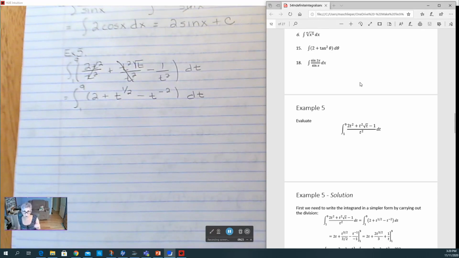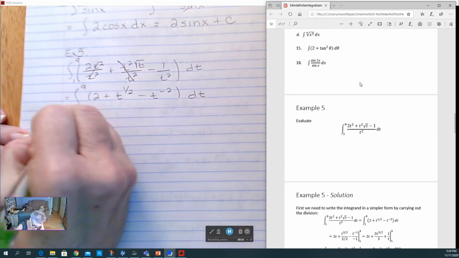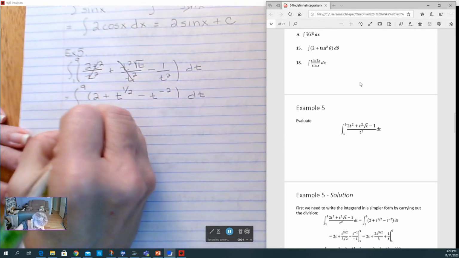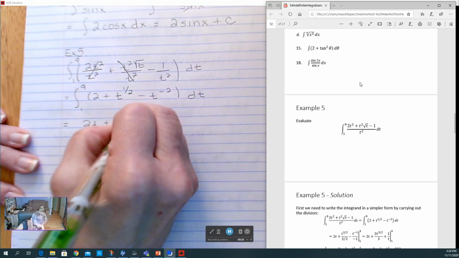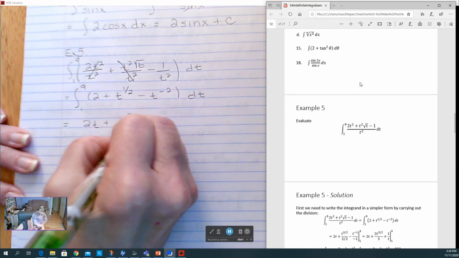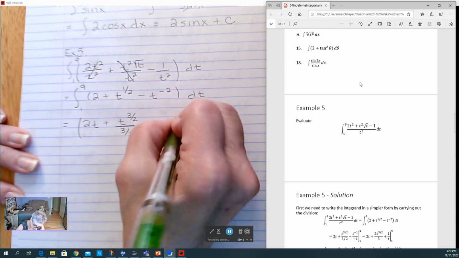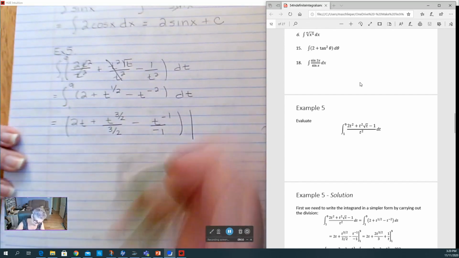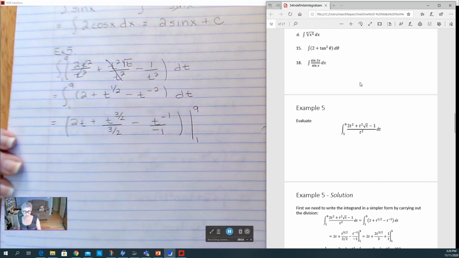Now I'm modeling what I want to see on your test paper. I want to see the integral written down. I want to see the antiderivative written down. So 2t, add 1 to the exponent, divide by the new exponent, add 1 to the exponent, divide by the new exponent. And then we put our vertical bar that says to evaluate it from 1 to 9.